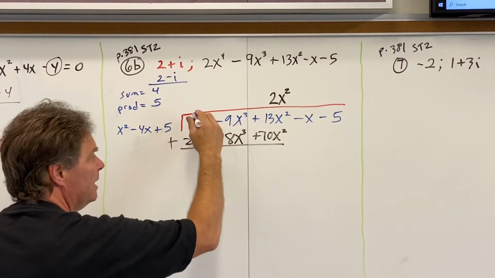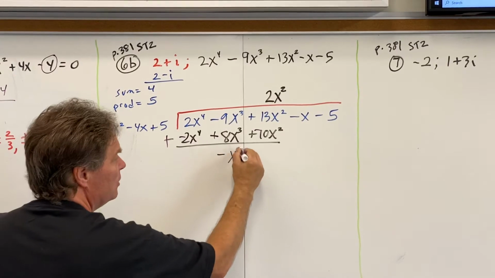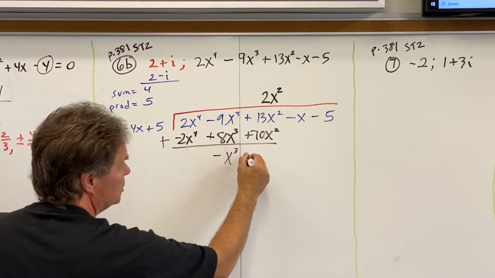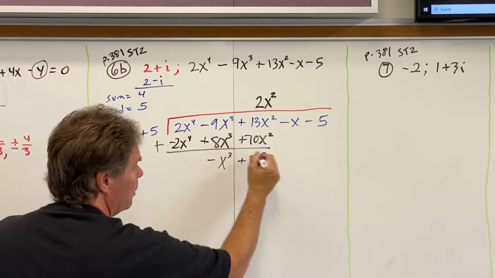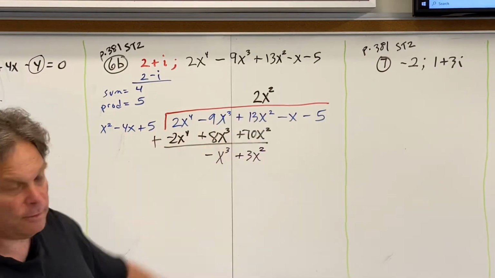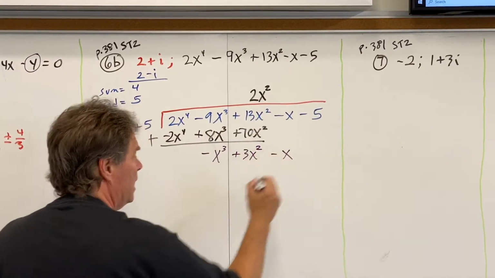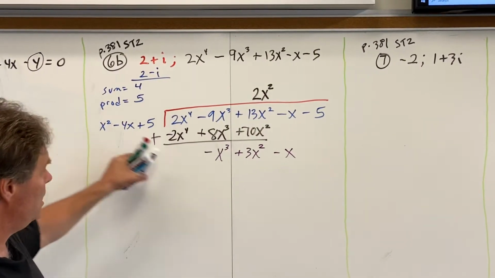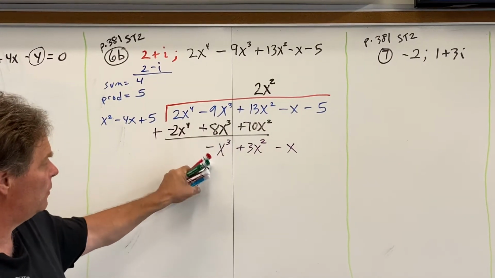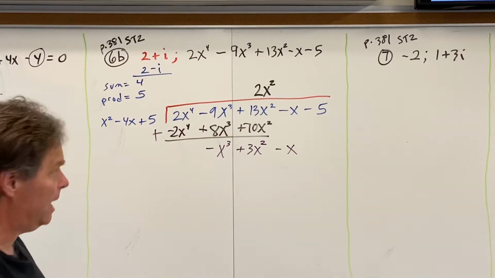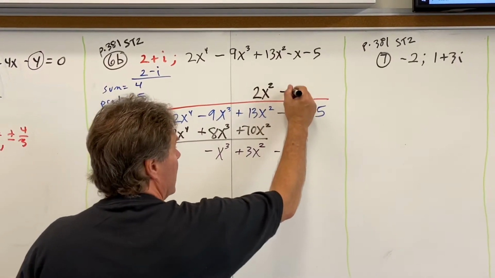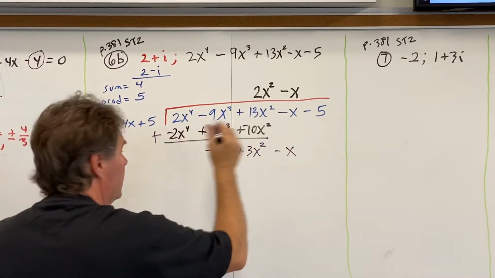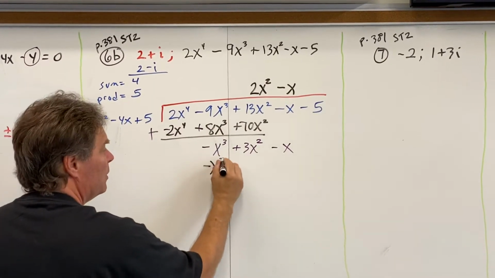This is nothing. This is negative x to the third. This is plus 3x squared. Bring down the next thing. Bring down the minus x. Okay, what does it take to turn x squared into negative x to the third? It's going to take a negative and an x. Negative x. I put it right above this x. Okay, that gives me negative x to the third.